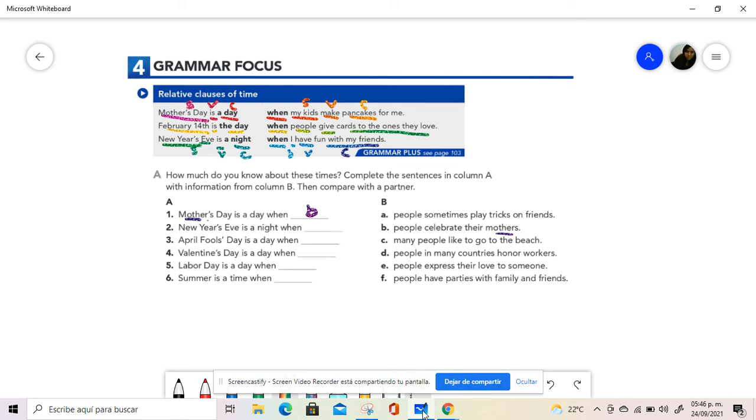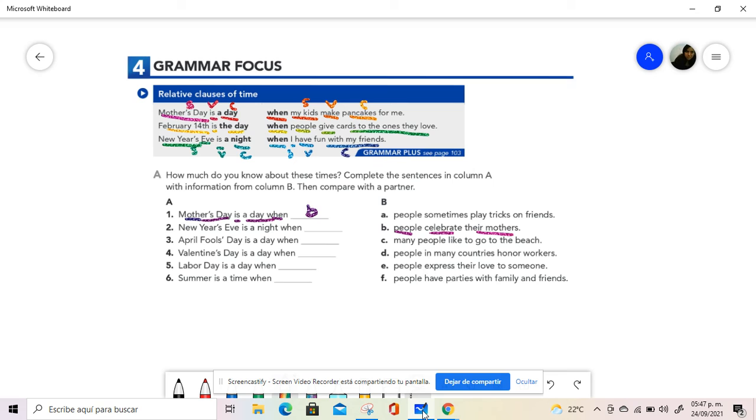B, Mother's Day is a day when people celebrate their mothers. Once again, subject, Mother's Day, is the verb, and the complement a day. We use when to join, and over here we have once again subject, verb, and complement, the full part.